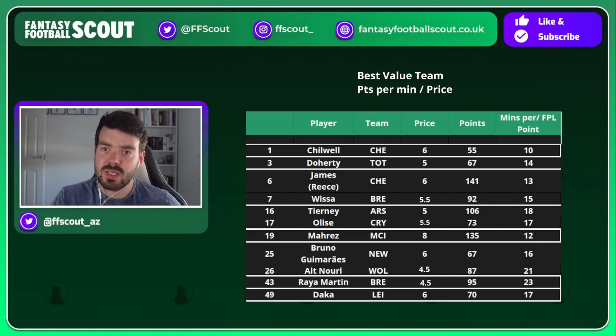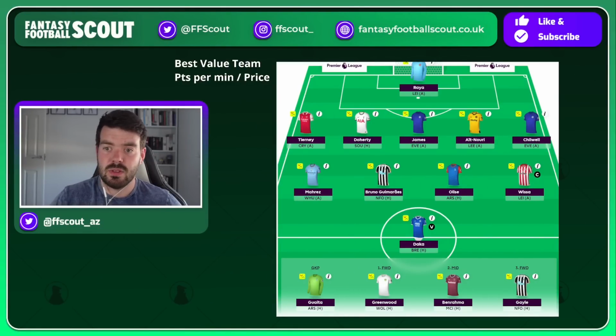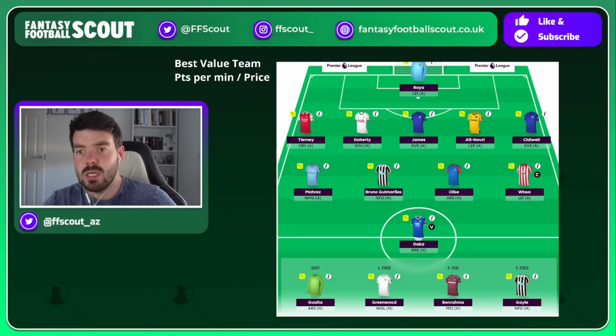So if we're building a team of best value players based on points per minute and price, that gives you a team that looks like this. And again, I don't think this looks too bad. So you've got Raya in goal. We've got Tierney, Doherty, James, Aït-Nouri and Chilwell. And you've got Mahrez, Bruno Guimaraes, Elise, Visser, and Daka.